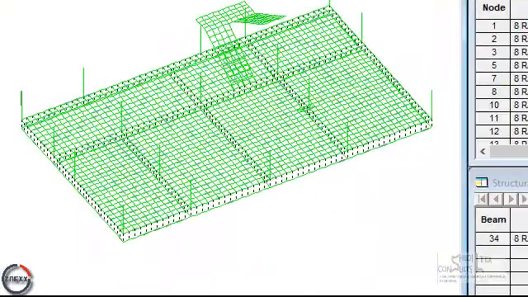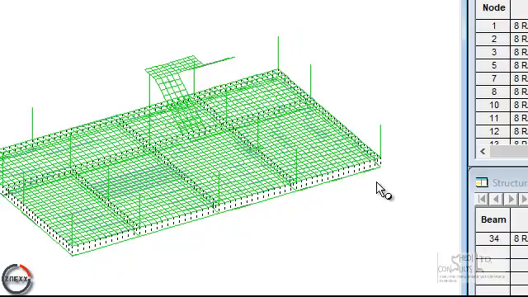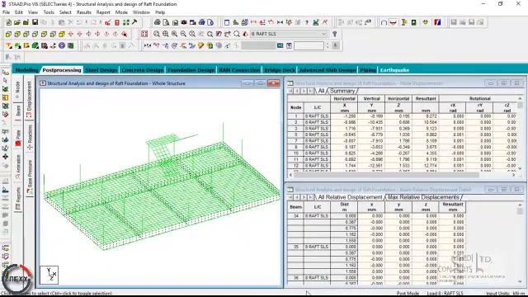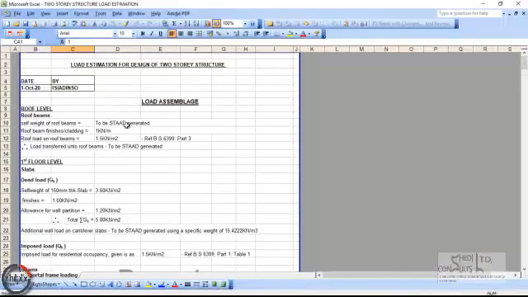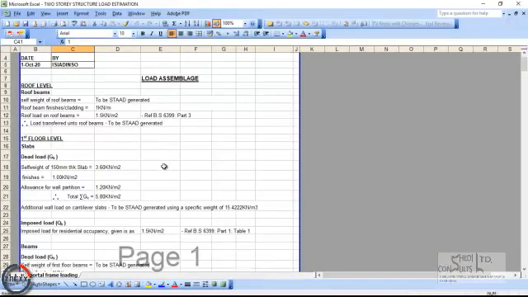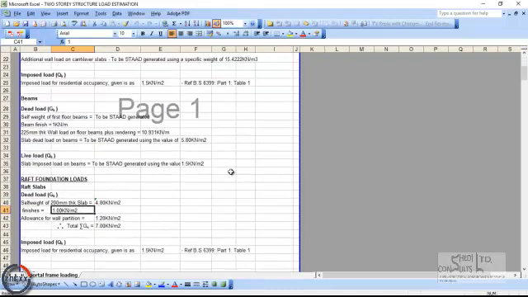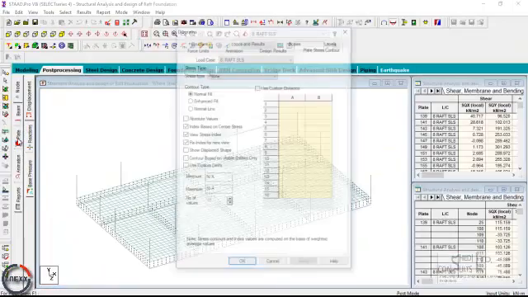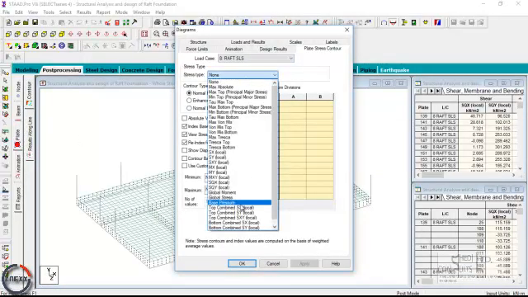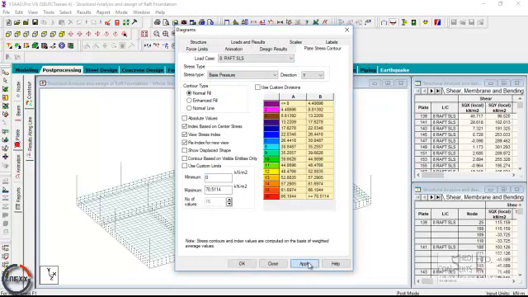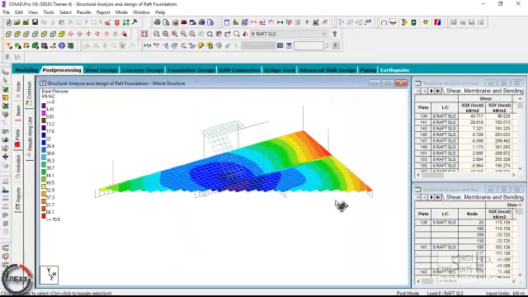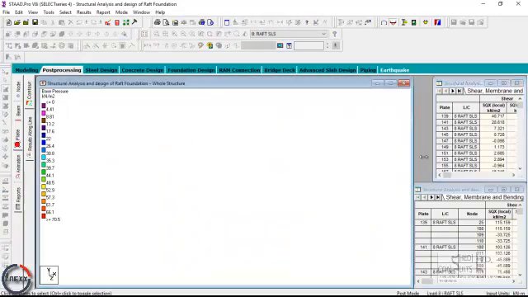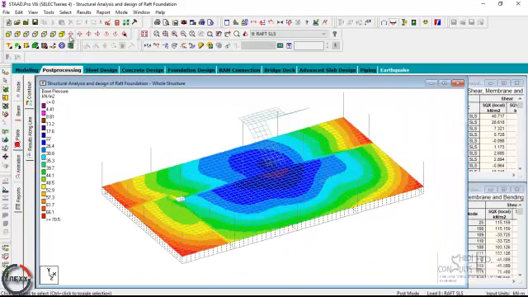When you do an analysis of a Raft slab, the first thing you want to look at is to ensure that the maximum earth contact pressure is less than the allowable bearing capacity of the soil. For this analysis, the bearing capacity of the soil taken is 75 kilonewton per meter square. So you go to plate, you go to base pressure, and apply. We can see the contact earth pressure distribution beneath the raft slab.